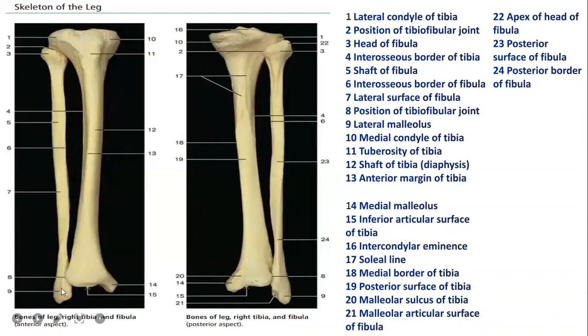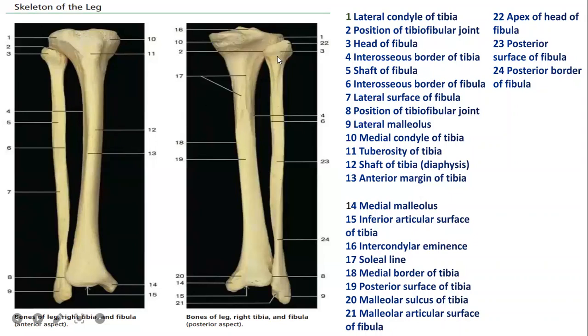So 9 is the lateral malleolus. Then 10, we have the medial condyle of tibia. Then 11 is the tibial tuberosity. Keep following as you'll find the functions of this surface anatomy of these two bones. Moving to the part labeled 12, the shaft of tibia, or the diaphysis. Then 13 is the anterior margin of tibia. 14 brings us to the medial malleolus of tibia. Then 15 is the inferior articular surface of tibia. So these are the surface anatomy of these two bones when viewed from the anterior aspect.